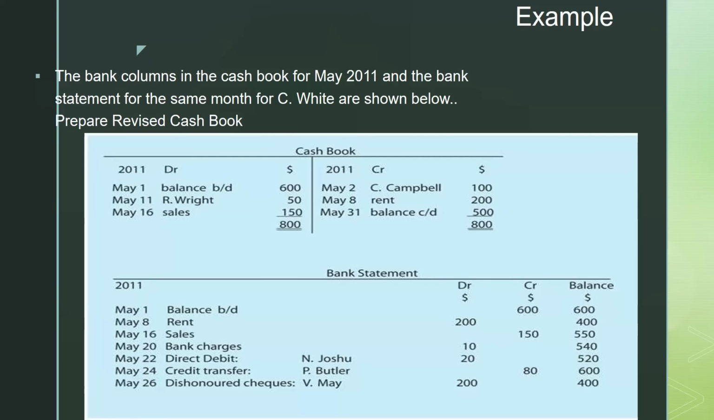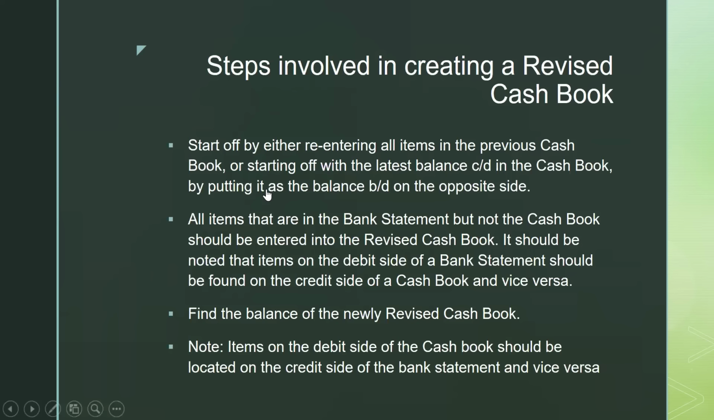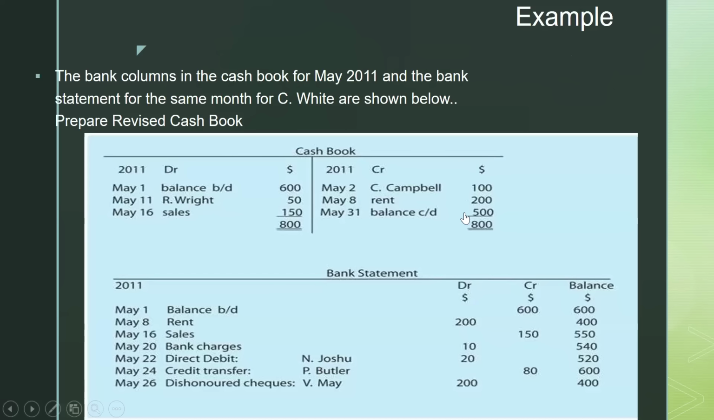The next step, going back up for a second, we are going to start off with either re-entering all of the items in the previous cash book, or we're going to start off with the latest balance carried down as our new balance brought down, which is a lot faster. So this balance carried down is 500. We're going to start off with that as a balance brought down in a new cash book, or revised cash book. And then we're going to record all of those items.